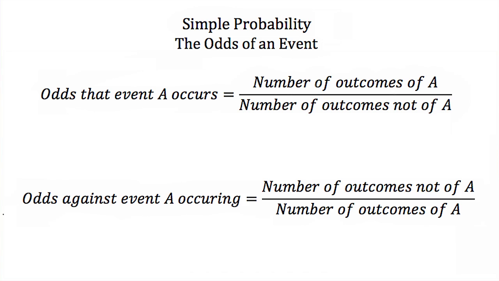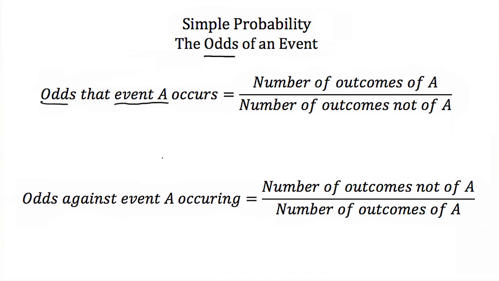Now sometimes you're not given a probability of an event. Sometimes you'll be given the odds of an event. Odds are a lot like probability, but there's one small difference. If we're talking about the odds of an event occurring, call it event A, then that's the number of outcomes that we're looking for. And instead of the total number of outcomes being in the denominator, it's the number of outcomes that are not what we were looking for.